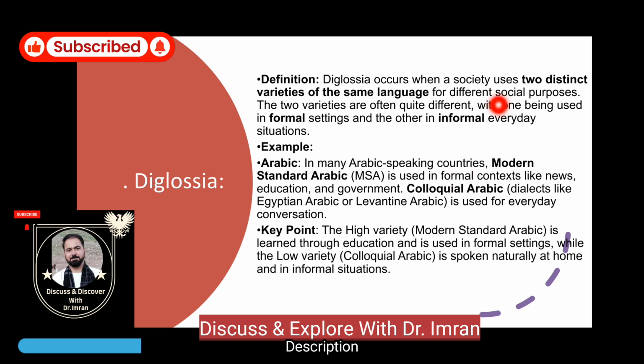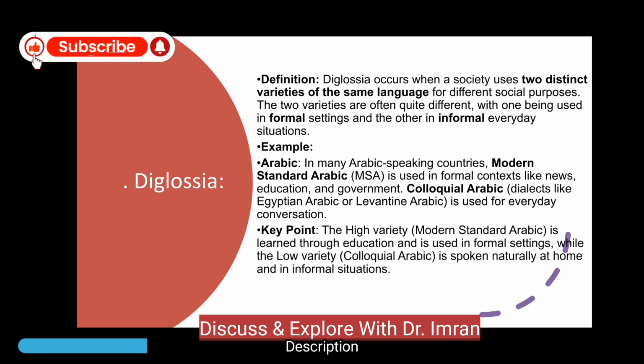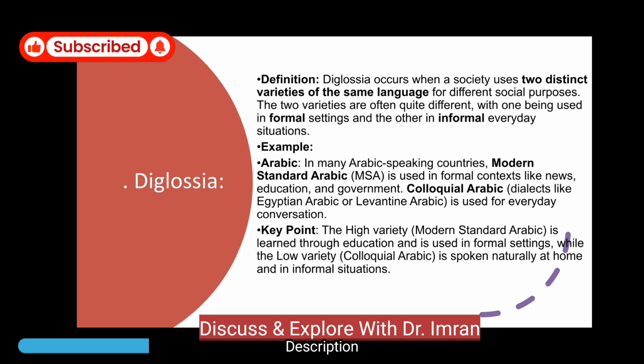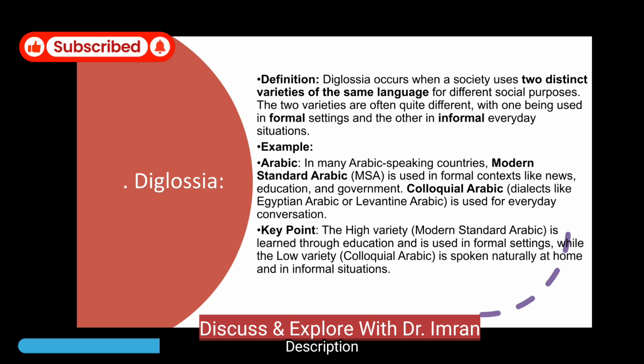So how can we summarize this slide? We can define that diglossia is the existence of two varieties of the same language, and these two varieties are used for different and distinct purposes. One variety, which is called the high variety, is used in school, college, universities, parliament, news channels, media, etc. And one variety that is called the low variety, the colloquial variety, is used in informal settings, for casual or informal conversation.